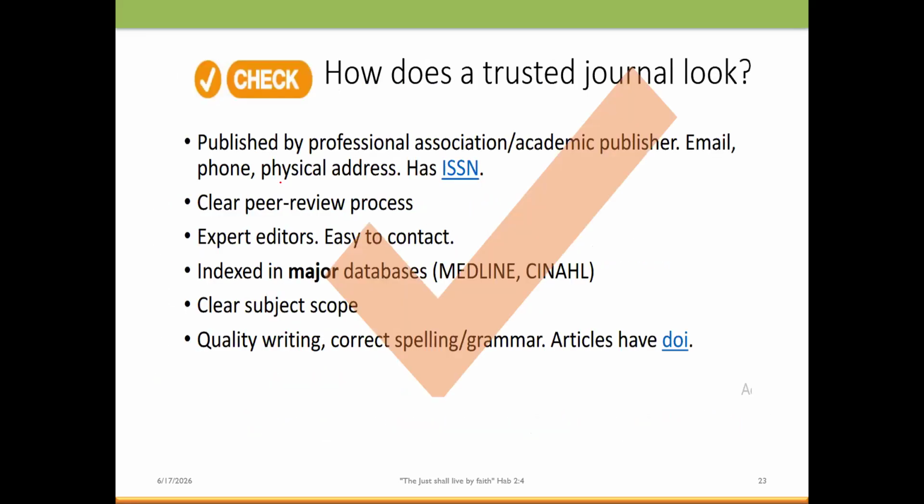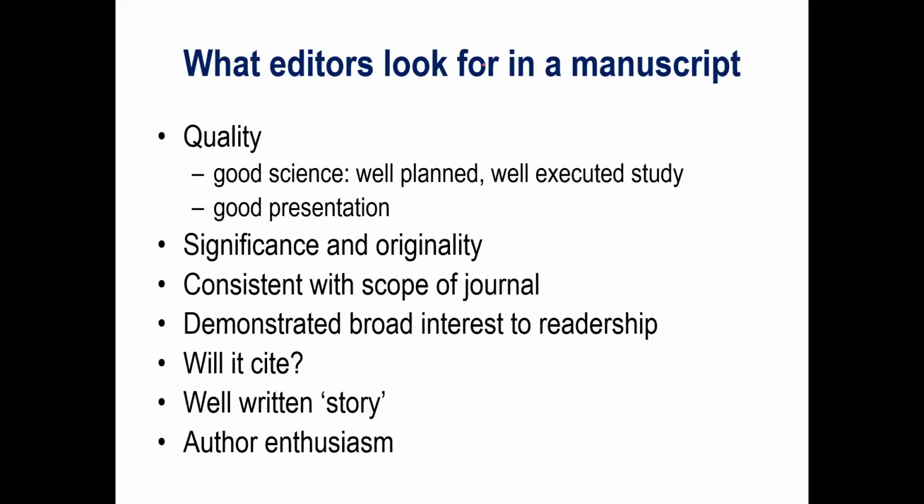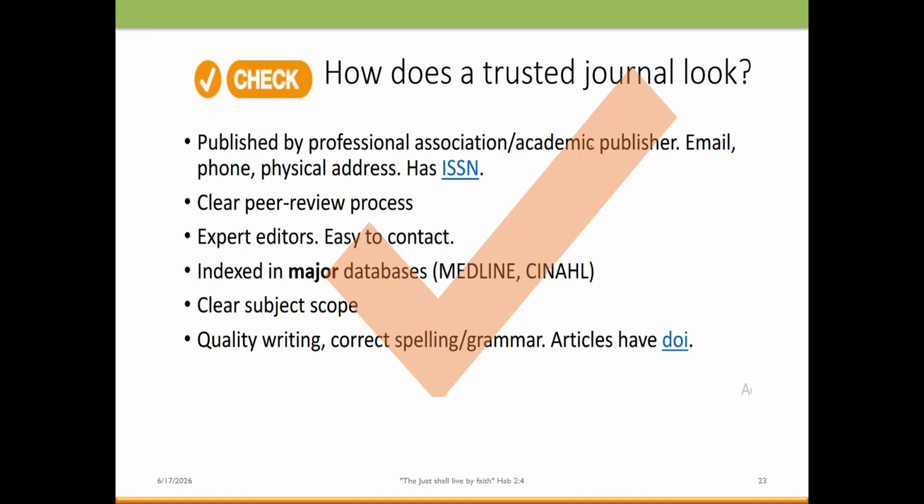Yes, and then of course, what does a trusted journal look like? Make sure that it is published by a professional association, like I've already told you. It has a clear peer review process. It has expert editors. It is indexed in major databases like Medline and CINAHL, and the articles have a DOI. I think it is digital object identifier. This uniquely identifies a paper online.